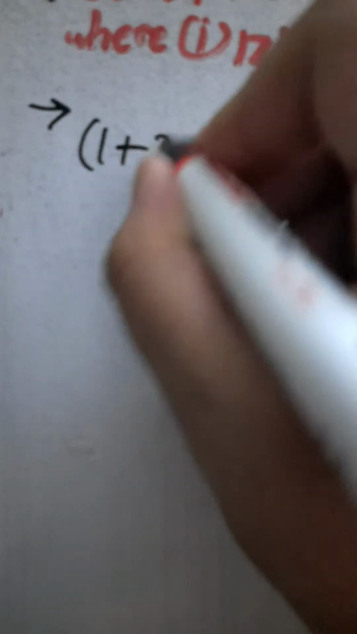By the way, I also have to show you something. 1 plus x raised to n. There are two formulas you basically have to remember. 1 plus x raised to minus n. Oh, sorry.